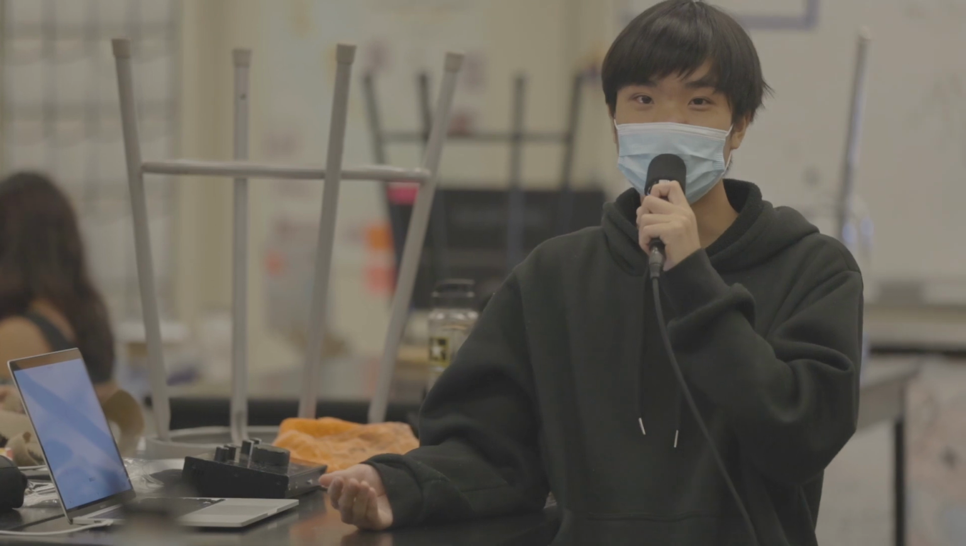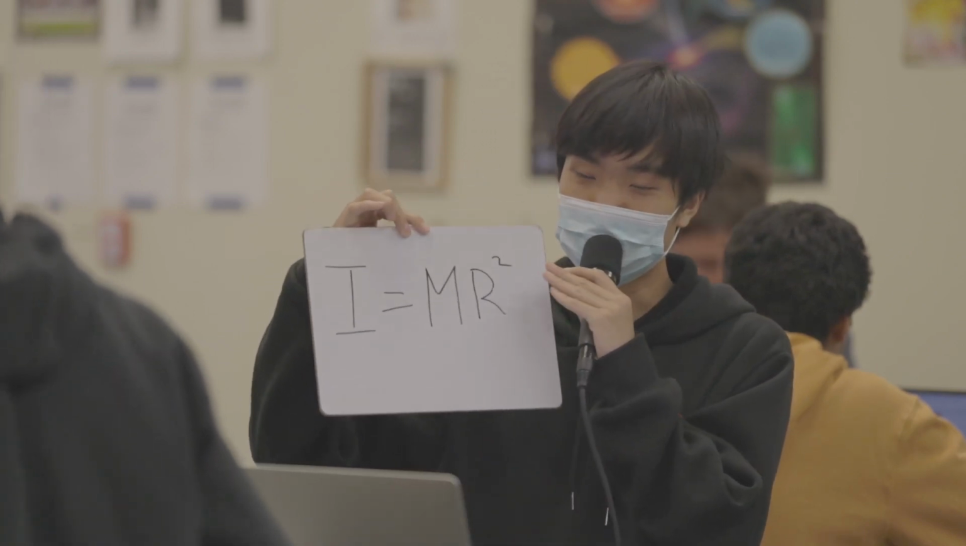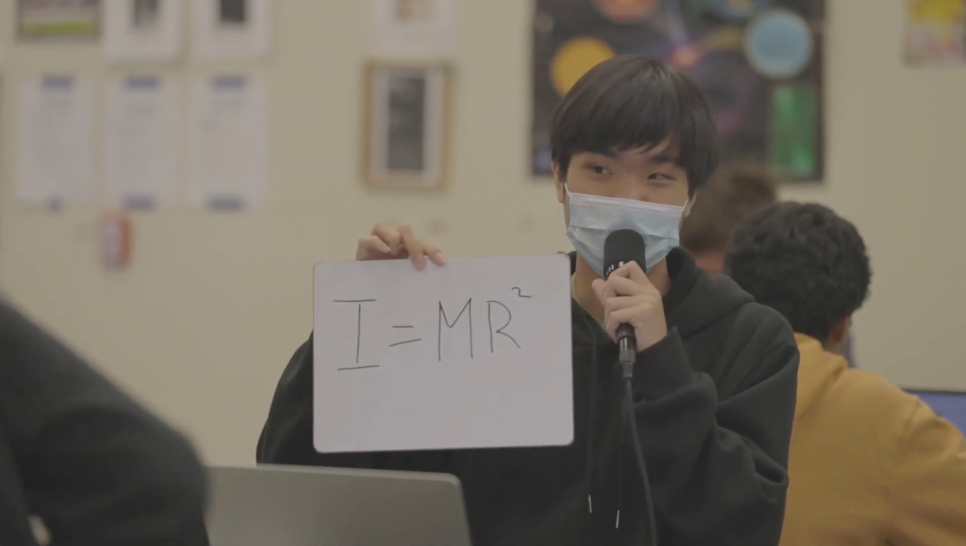Now that we understand how an object rotates, we also need to understand what resists rotation. This is called the moment of inertia, or an object's resistance to change in angular acceleration. It is dependent on the mass of the object and the distribution of this mass around the axis of rotation. The moment of inertia of a point particle is mr squared, with m being the mass of the object and r being the radius.